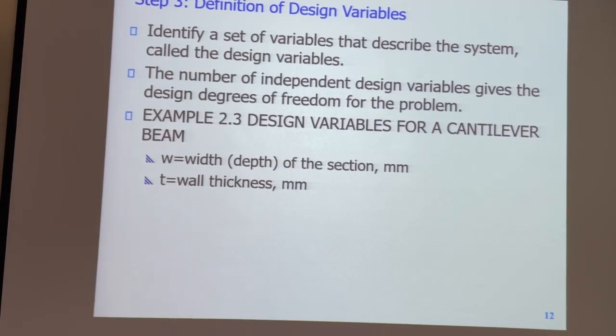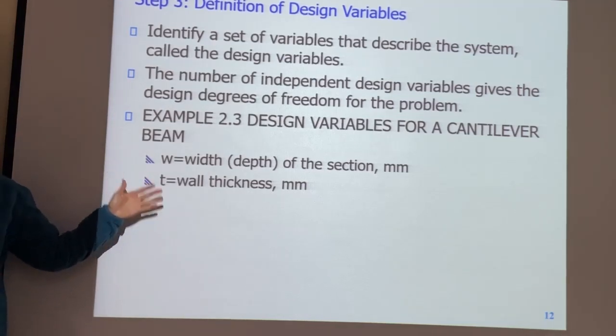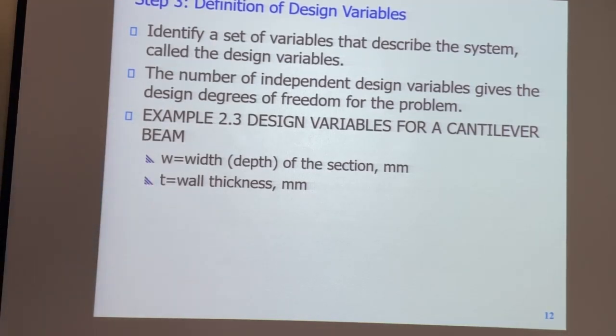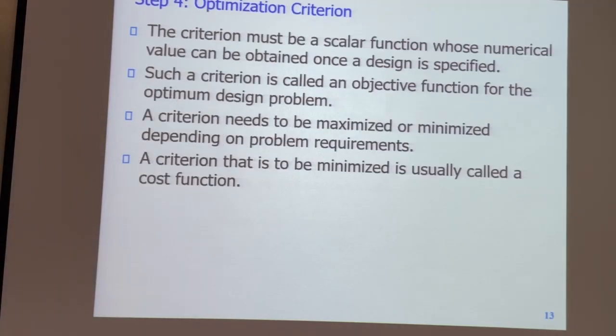Example 2.3 design variables for the cantilever beam. W equals width, depth of the section, in millimeters. T equals wall thickness, in millimeters. Yeah, we have 2 design variables. So step 3, design variables. Then step 4, optimization criteria.